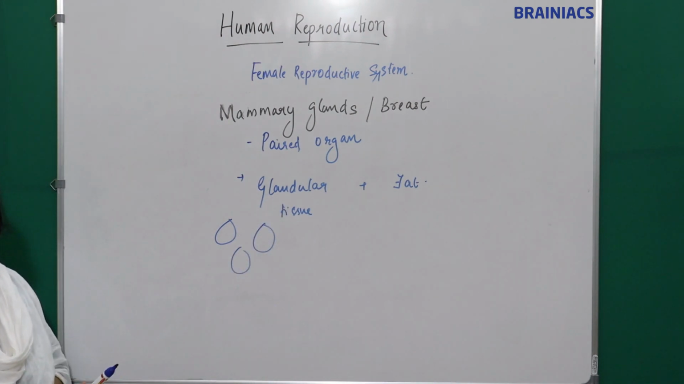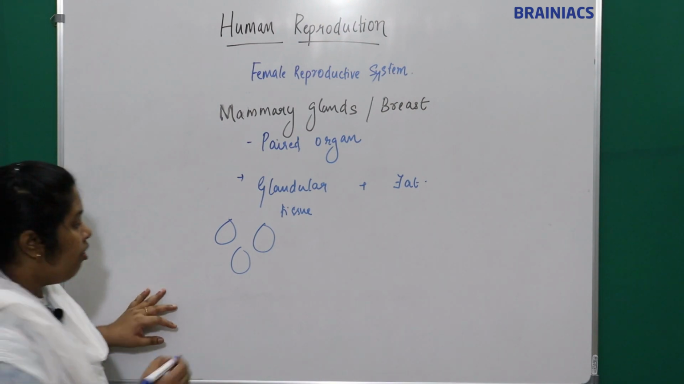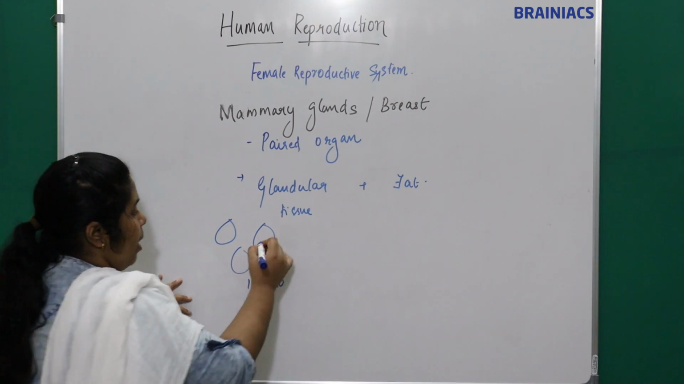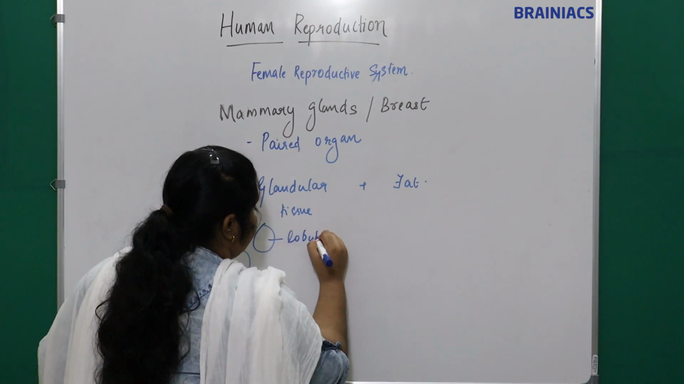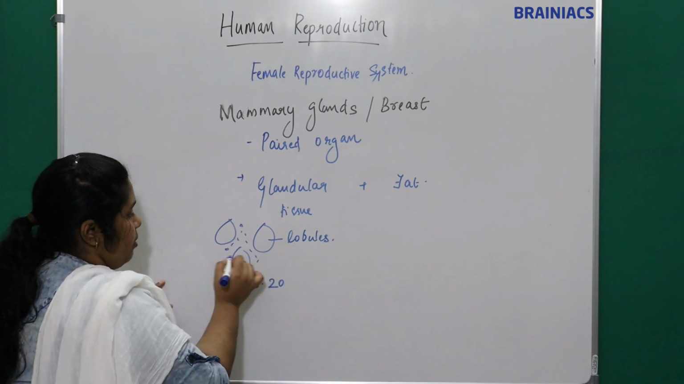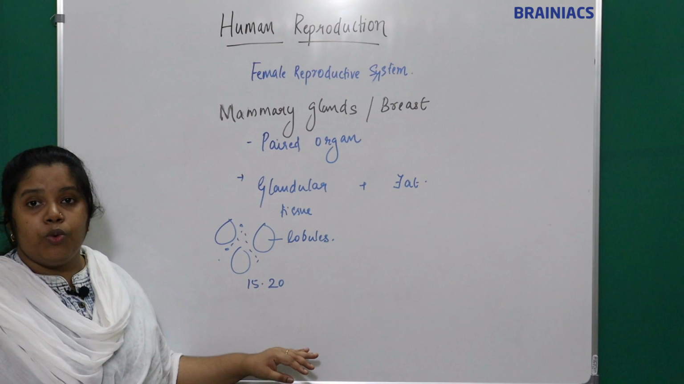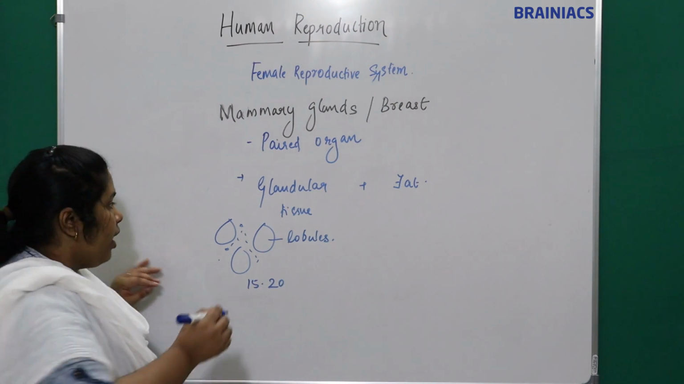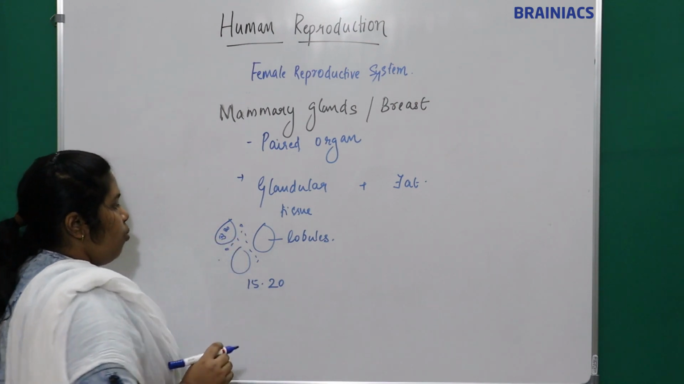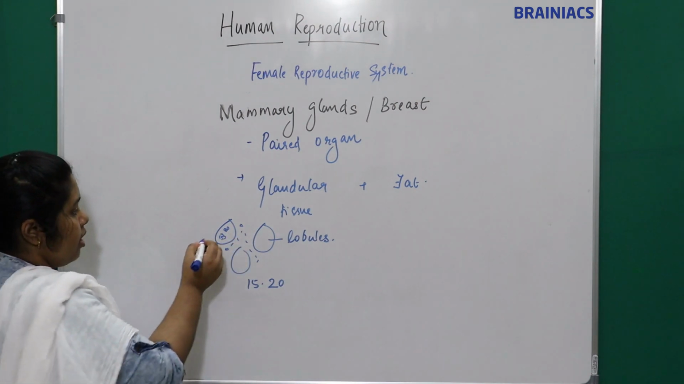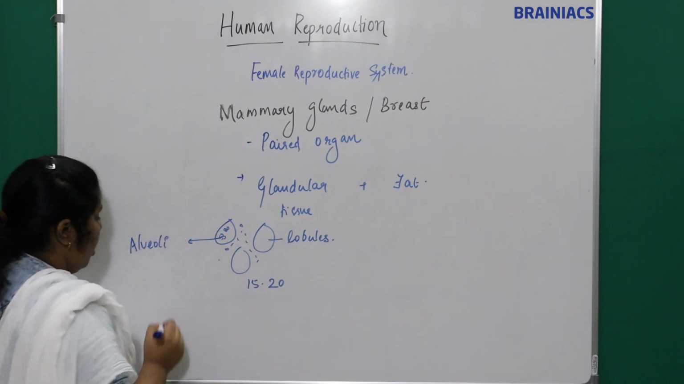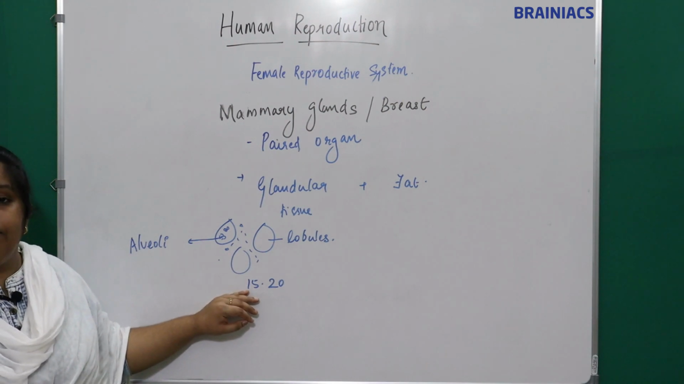So in the human breast there are around 15 to 20 such lobules. In between, fat cells are present. And inside the lobules, what is there? There is a cluster of cells. These clusters are called alveoli.